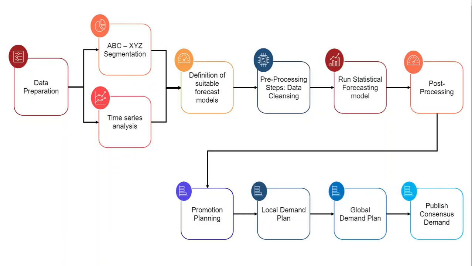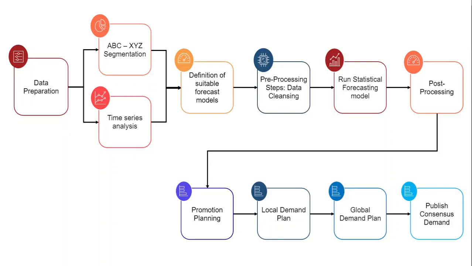In the next videos, I'll give some insights on ABC XYZ, time series analysis, and the remaining steps in the demand planning process. But in this video, I'll just give you a brief overview of all these steps. So after data preparation, you can use ABC XYZ, which is for segmenting your combinations based on importance. When we say importance, what is important for us in real time? It's revenue, right? The profits.